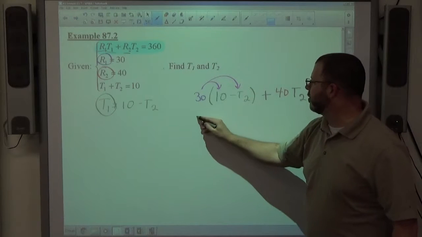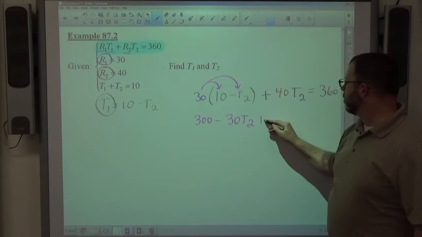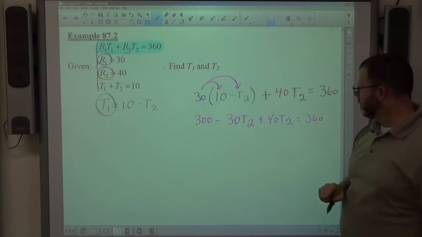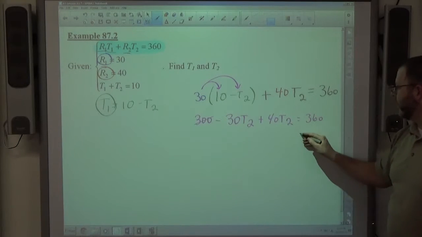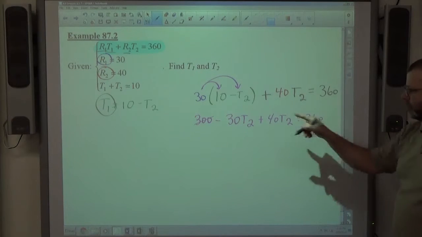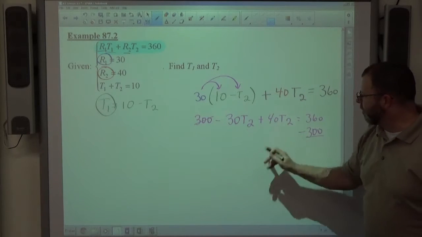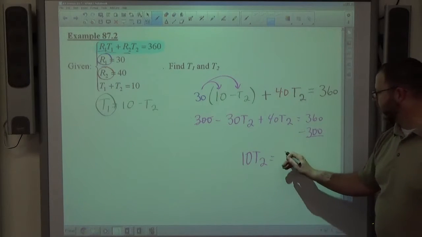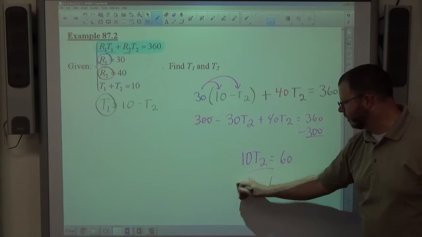Distributive property here gets me 300 minus 30 T sub 2 plus 40 T sub 2 is equal to 360. We've got a couple T sub 2 terms on the left, so if I take the 300 over to the right, changing it from positive to negative because I moved across the equal sign. Negative 30 and 40 make positive 10 T sub 2. 360 minus 300 is equal to 60. Divide by 10, we get T sub 2 is equal to 6.